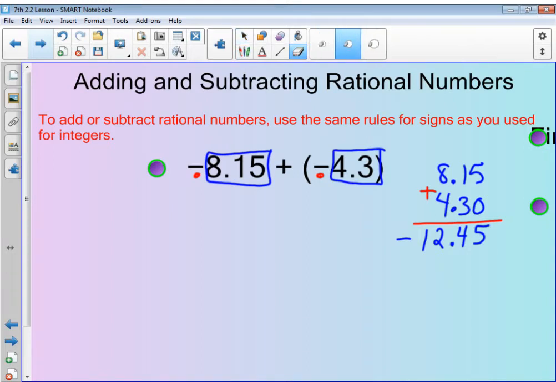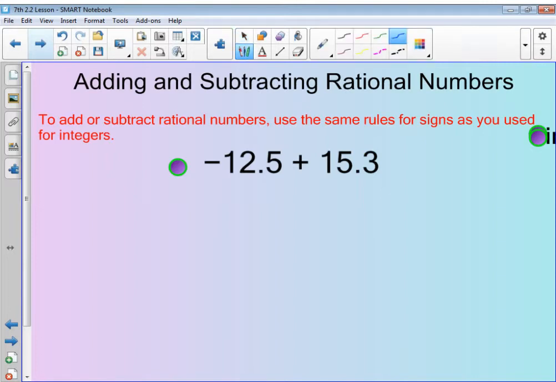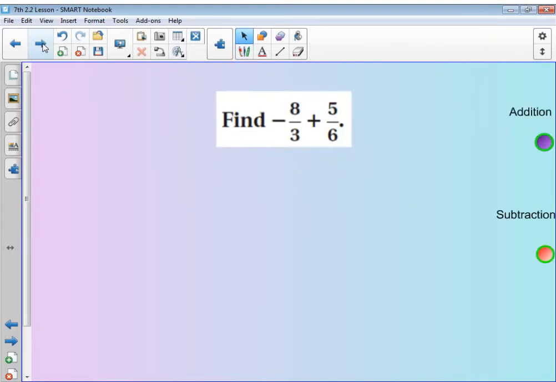Okay, so I'm going to pull one out here for you guys to try on your own. So you've got negative 12.5 and a positive 15.3. So go ahead and pause your video and work your way through this problem and then check back in a minute to see if you got your answer correct. You should have gotten a positive 2.8 on this one. Okay, so that's working with decimals. So the key thing with decimals is making sure that we line up at the decimal place.